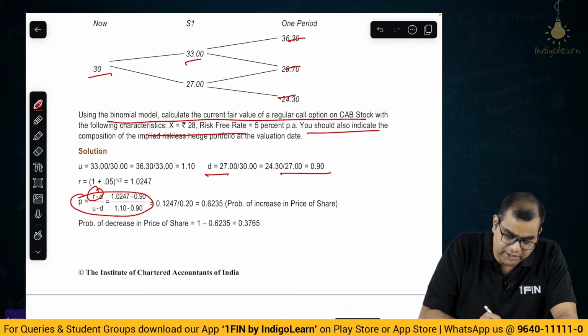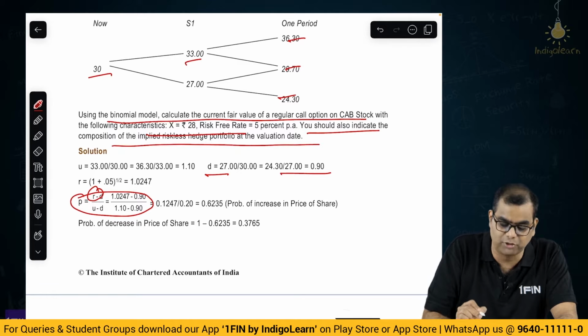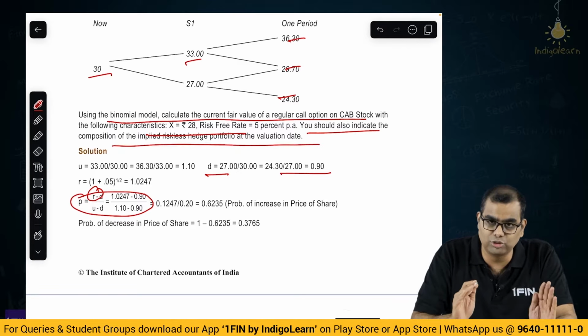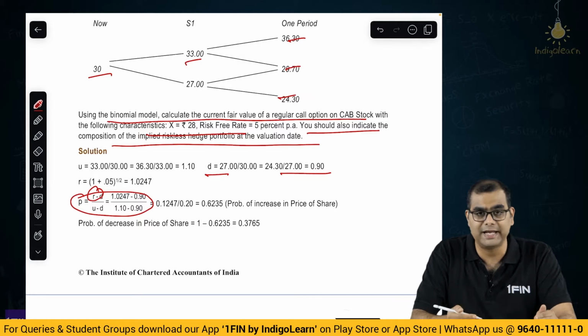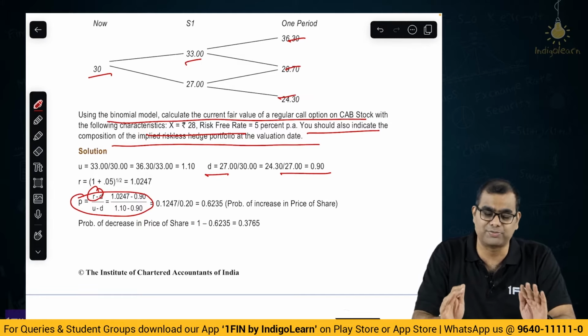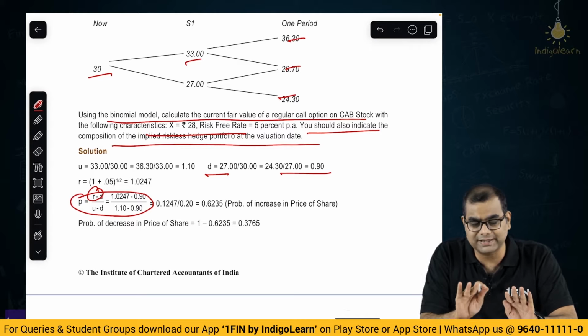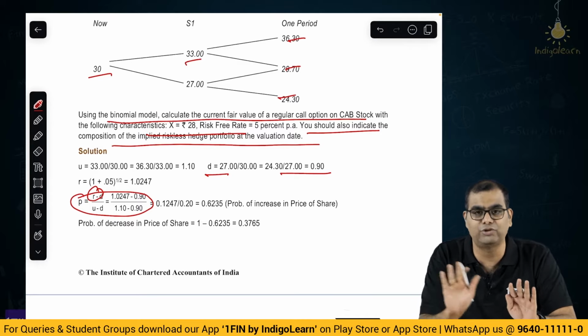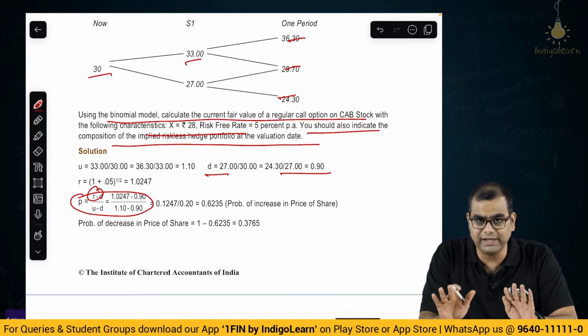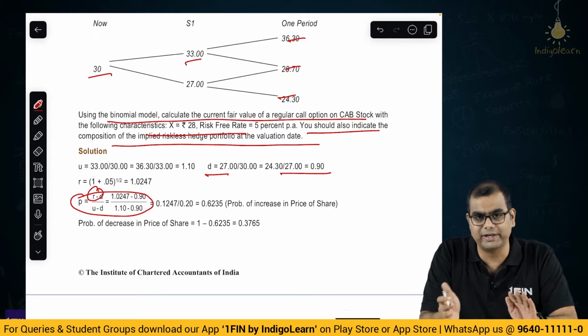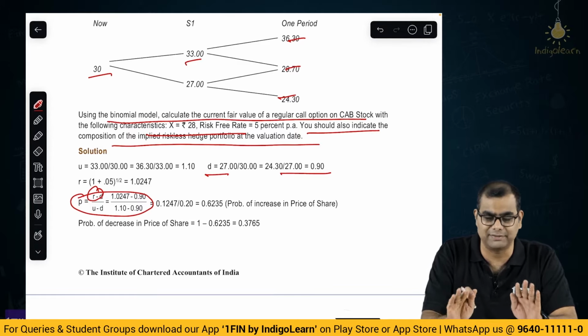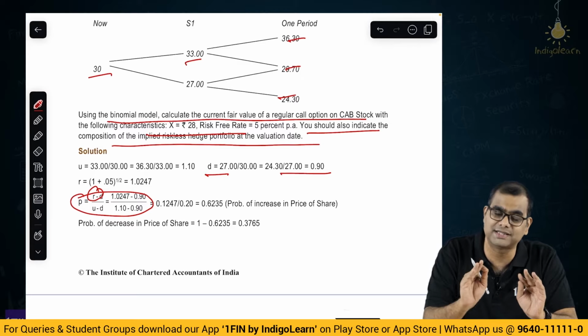You should also indicate the composition of the implied riskless hedge portfolio at the valuation date. They have asked you to do a valuation using the binomial method, and then they have said compute a riskless hedge portfolio. So, it basically means that the riskless hedge portfolio is another way of doing it. It is another way, whether it is part of binomial or not, an independent discussion, but that is another part of it.